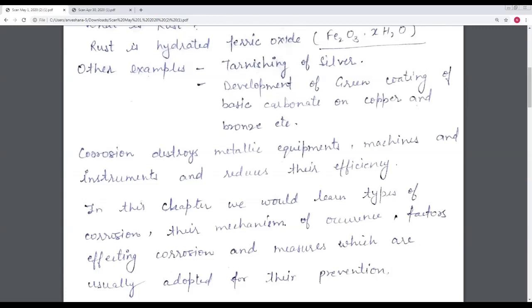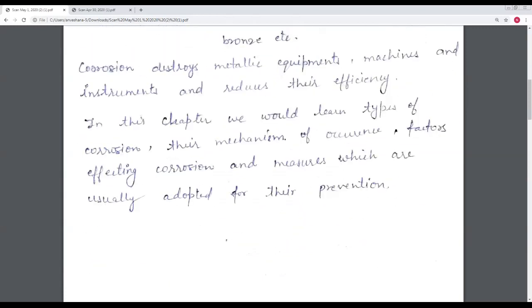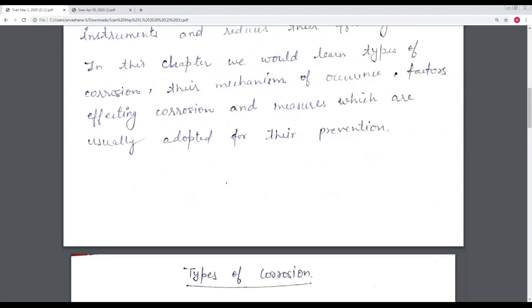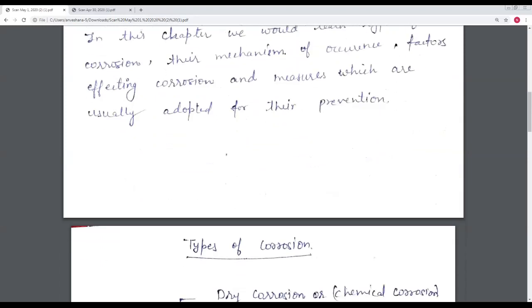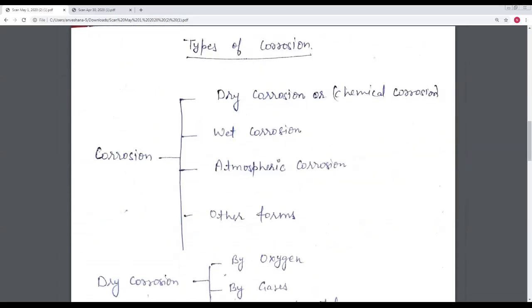So in this chapter, we will learn the types of corrosion, their mechanism, the factors affecting corrosion, and measures which are usually adopted for their prevention. So these are the important subtopics of this chapter: the mechanism of corrosion, types of corrosion, factors affecting corrosion, and how we can prevent metal from corrosion.